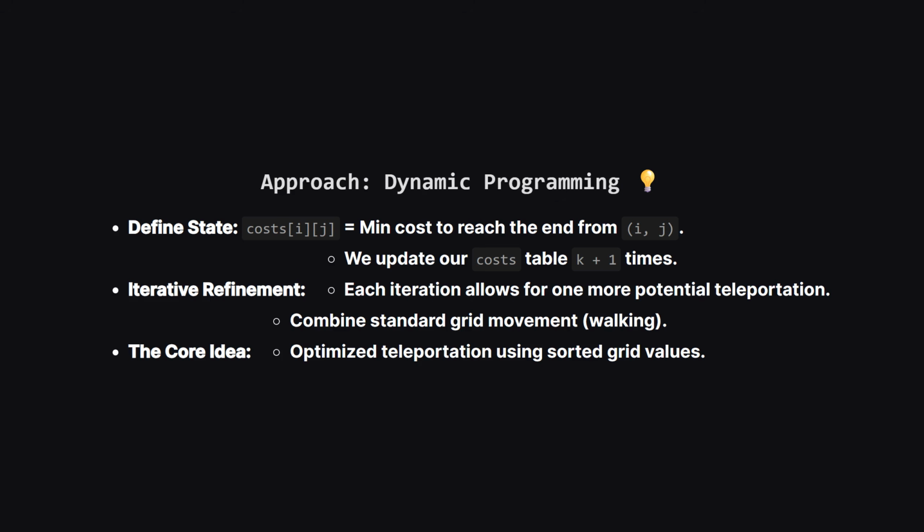The editorial suggests a dynamic programming approach. Let's define costs as the minimum cost to reach the target from cell ij. This is a bit backwards from how we sometimes think, but it works well here. We are going to refine this table iteratively. We will run a loop k times. In each pass, we see if using a teleportation can give us a better, cheaper path than what we found in the previous pass. So essentially, we mix walking logic with teleport logic over several rounds.